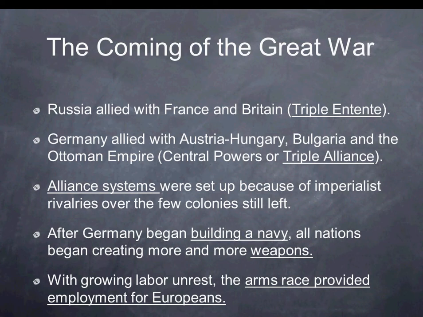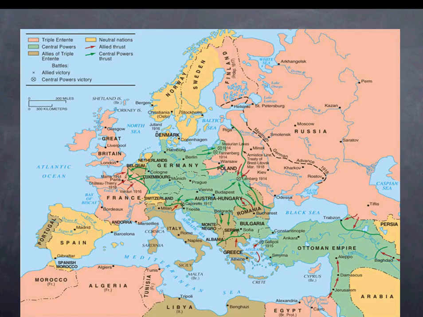These alliance systems were set up because of the imperialist rivalry that they had over some of the colonies. There's going to be secret treaties. Everyone is looking for someone else to back them up. Germany has been building a navy to try to compete with Great Britain, which is the strongest navy in the world. It has one of the finest fighting forces on land. Certainly, there is an arms race going on in Europe.